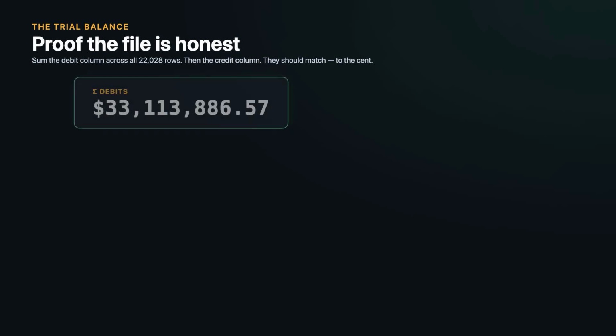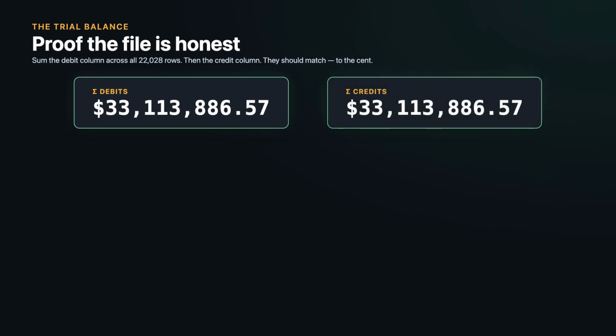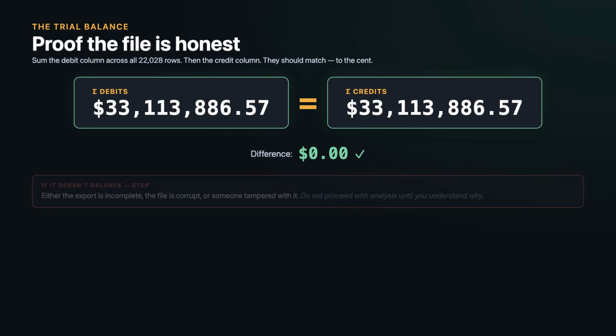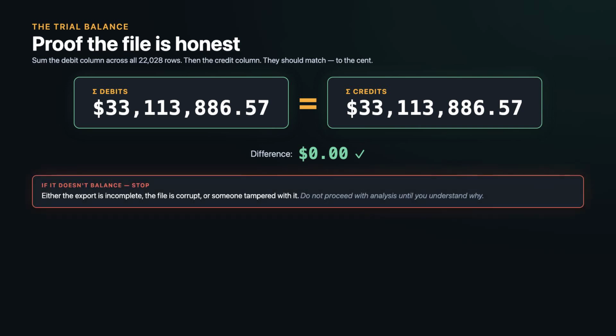If every journal entry balances, the whole file balances. Total debits across all 22,000 rows equals total credits to the cent. This is the trial balance, the most basic sanity check in accounting. If a general ledger extract doesn't trial balance, stop. Do not proceed with analysis. Either the export is incomplete, the file is corrupt, or someone tampered with it.